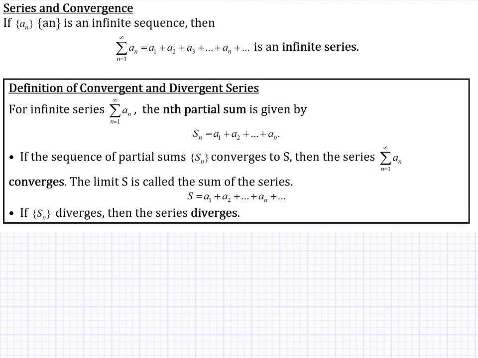Okay, so here we go to talk about infinite series. We've already talked about infinite sequences and whether or not an infinite sequence converges or diverges. It was all about the terms of the sequence and whether or not the terms of the sequence are approaching a single finite value. If those terms are approaching a single finite value, then we say that the sequence converges. If not, the sequence diverges.